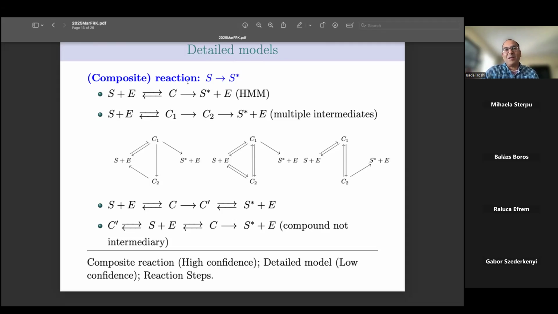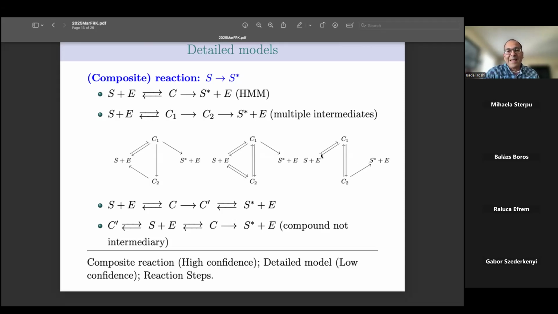You can establish the overall reaction much more easily and with much higher confidence than you can establish the mechanism. To say that I have this HMM mechanism or a mechanism with two or three intermediates is a much more difficult task for an experimentalist and a modeler. So I might have something like two intermediates, where S plus E form a complex C1, then that turns into another complex C2, and then you get S star plus E. Or I might have something complicated going on in the middle. And these are just three mechanisms that I found in some paper.